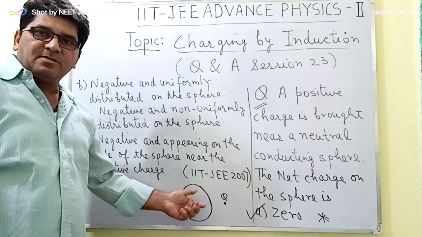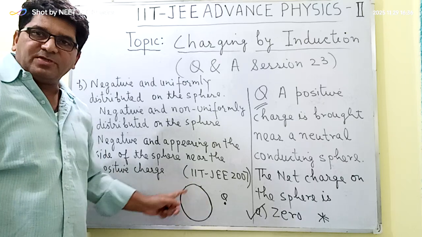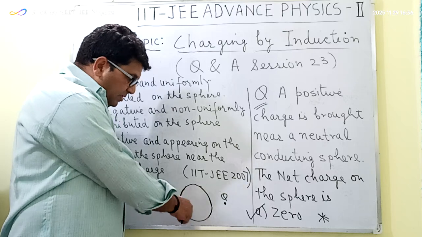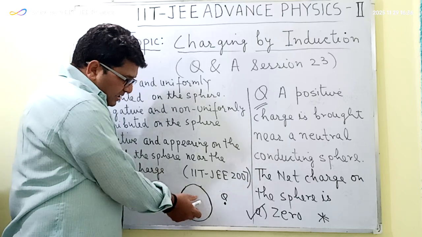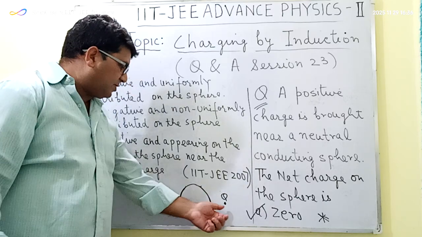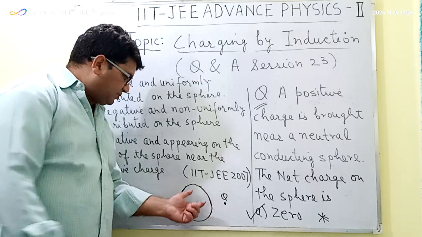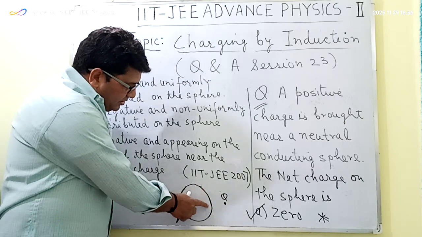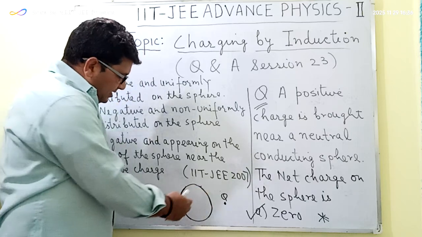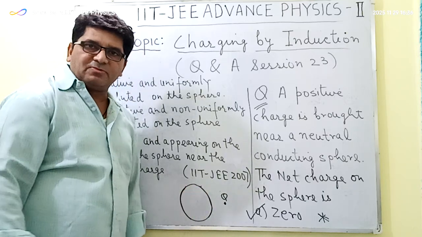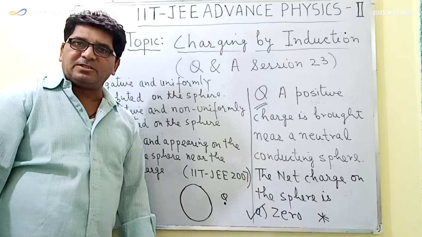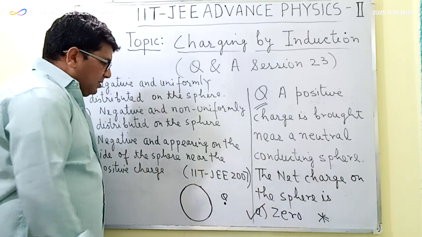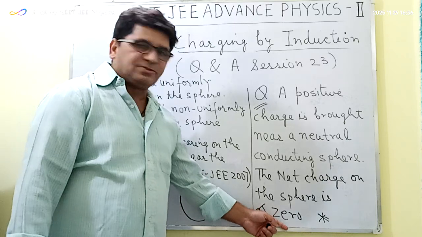It is only that the free charges are getting redistributed on the surface in such a way that the free electrons are getting attracted towards this positive charge. So they will accumulate on the side which is near to this positive charge, and the other side will get positively charged. However, the net charge will remain the same because there is no addition of any charge from outside. So the correct option here is A, that is 0.